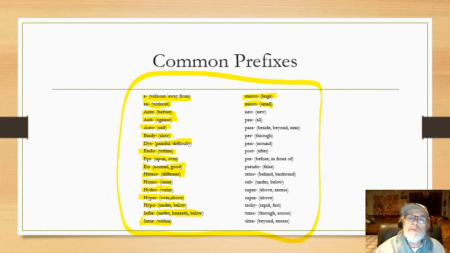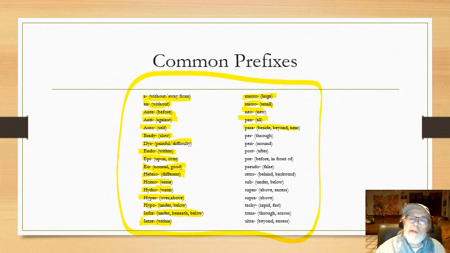So micro means small. Neo means new. Sometimes a new tumor is called a neoplasm, or a new growth, or new development. So neo means new. Pan means all. Sometimes when people have a problem with their bone marrow, which makes blood cells, they get what's called pancytopenia. Penia is a suffix that we'll get to later on, meaning deficiency or decrease. Pan means all, and cyto means cell. All the cells that are produced by the bone marrow are decreased.